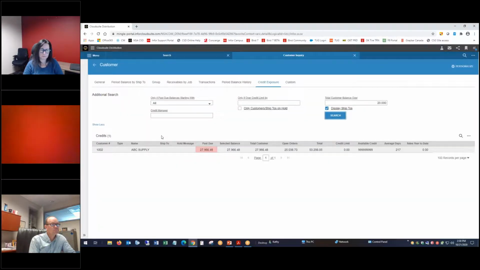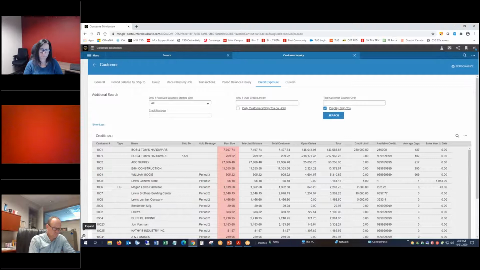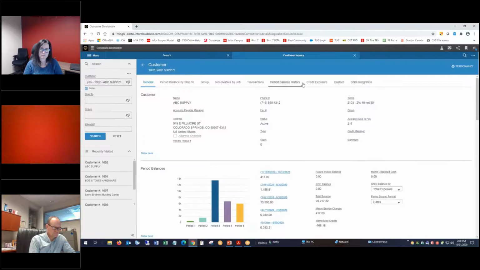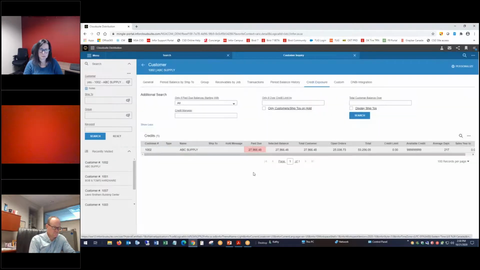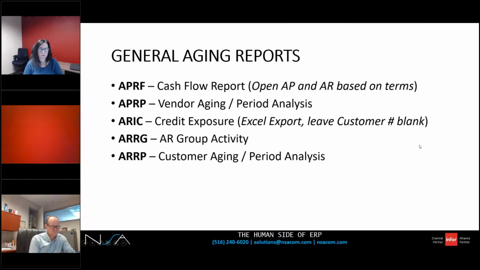And again, not a classic aging report, but awfully handy to be able to have, and extremely underutilized, which is too bad. I think it's because people don't realize that it's there, or because they have a customer loaded in here, and they're inquiring on a customer, so that when they go to credit exposure, it only shows that one customer. So again, to get the full list, you need to be sure that the customer is blanked out. So that is our aging reports and our reports that are related to aging.